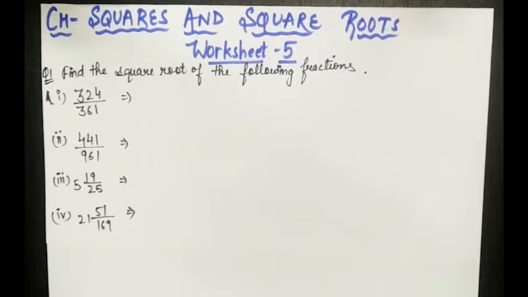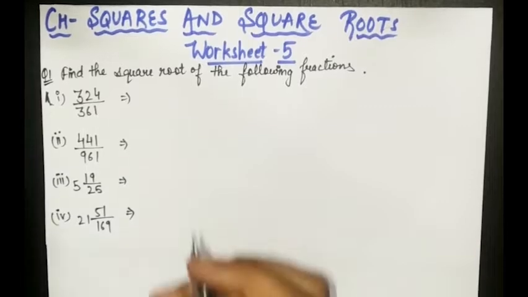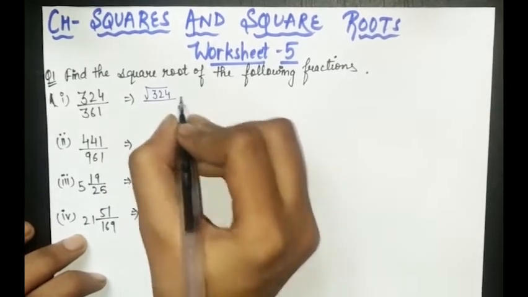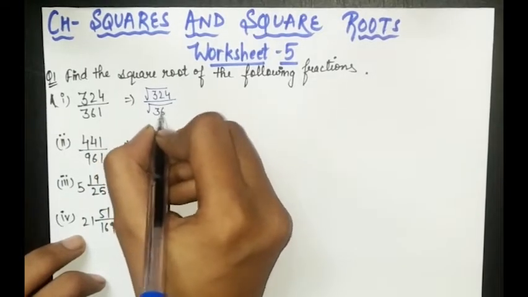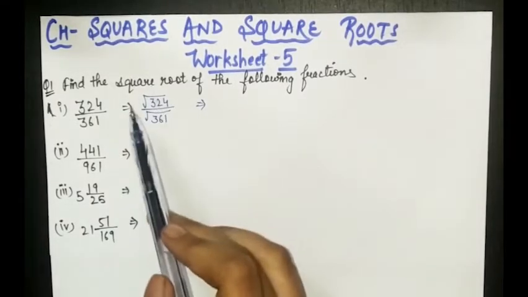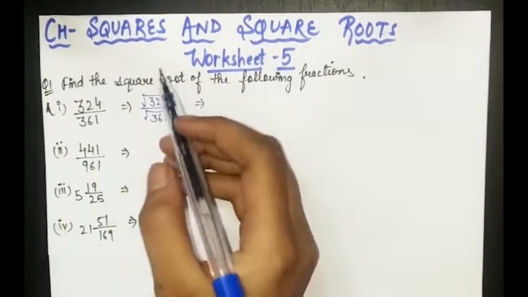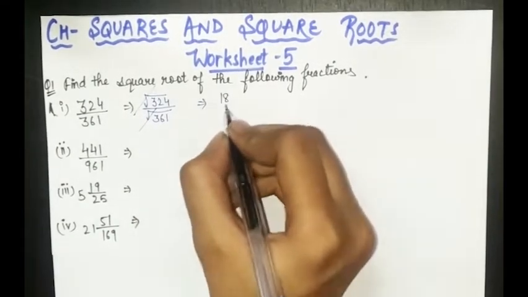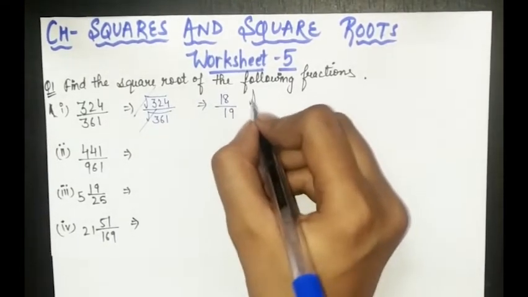So I think you know that 324 is the square of 18. How will you write it? First, you will be writing root 324 upon root 361. You can simply see that there is root 324 and root 361, so the roots can be cut. You all know that 324 is the square of 18 and 361 is the square of 19. So here's the answer. You have to write this much only.